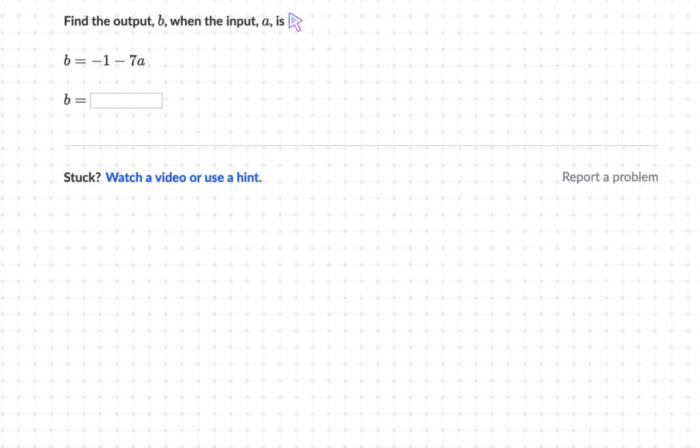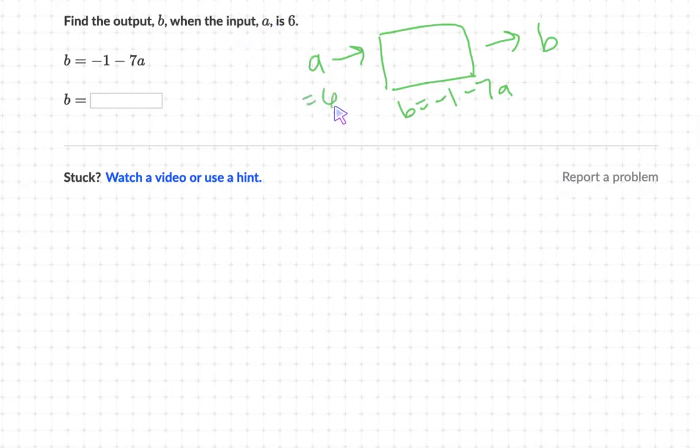All right, so in this situation, the output is B and the input is A. So here's my function. My input is A. It's going to pop out with my B. The function is B equals -1 minus 7A. The input is 6, and we have no idea what the output is. So you should have written down in your notes B equals -1 minus 7A, which changes into a 6 for the A instead. That's what the function is going to be churning up and trying to spit out an output.